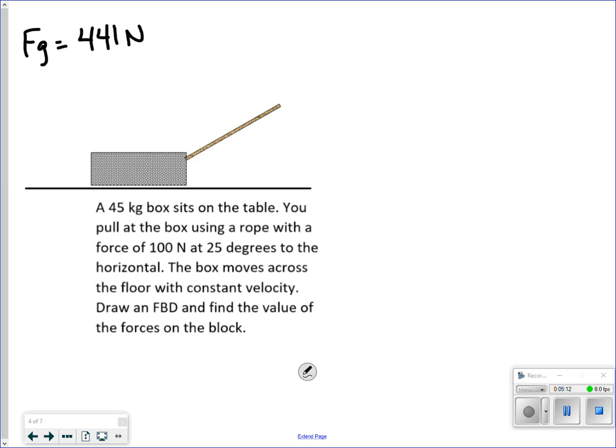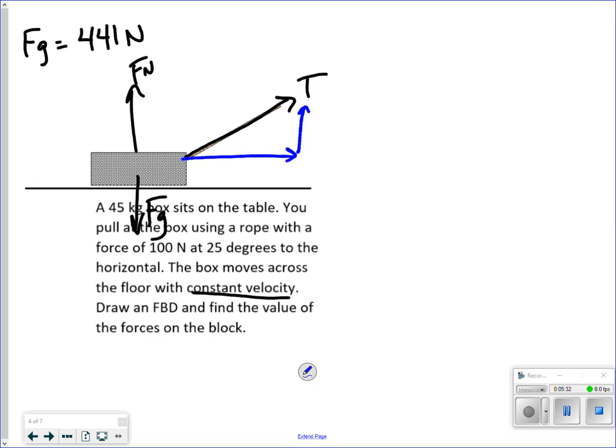Okay, so we are moving. We're moving with a constant velocity. All right, so we've got to have Fg going down. We're going to have normal force going up. This one is a tension, right? And so let's think about that one first. It says here that it's moving at 25 degrees to the horizontal. That means we can take this diagonal tension and we can break it up into what I like to call Tx and Ty. I think that helps me out quite a bit.